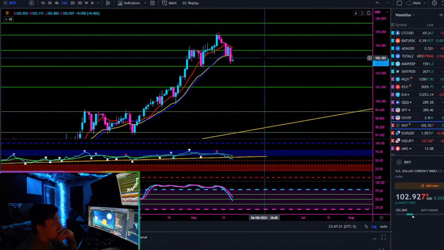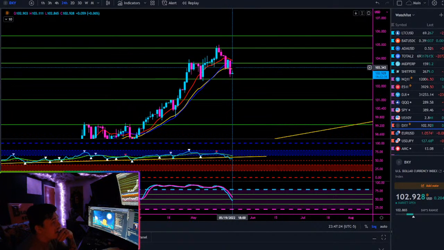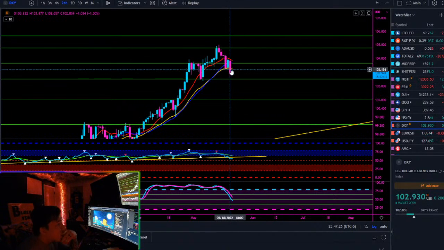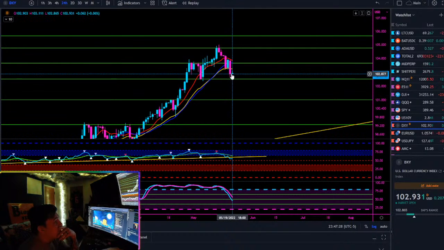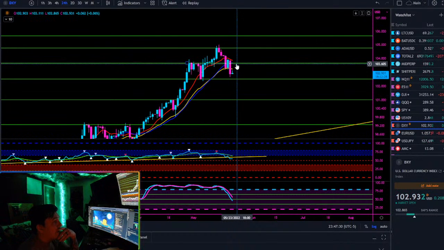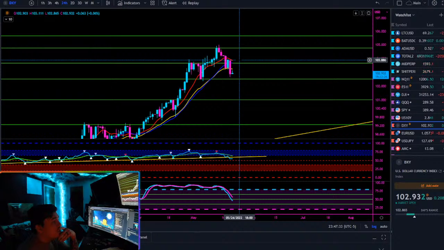Now, if we don't confirm below the 21 today and we see a pop back up, it could be possible that we're looking at possible higher lows right here, right now. But for me to be comfortable with that, I would need to see a closure above yesterday's open at 103.83.